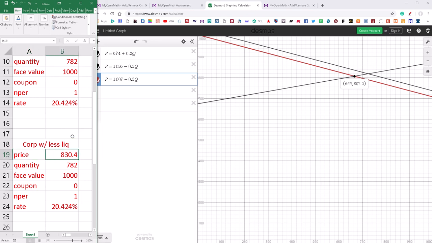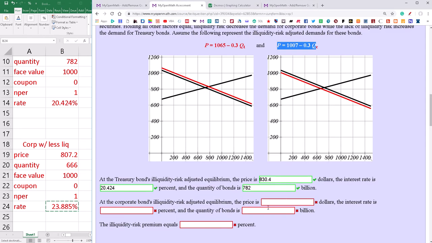Okay, the price got bid down to $807.20. There's only 666 billion of them being sold. The face value is 1,000. The coupon is 0. The number of periods is 1 because everything else is held constant, right? And the yield increases to 23.885%. So the yield is that, the price is 807.2, and the quantity is 666.